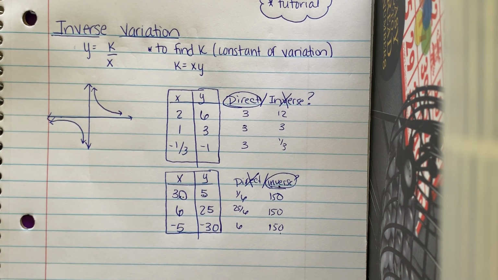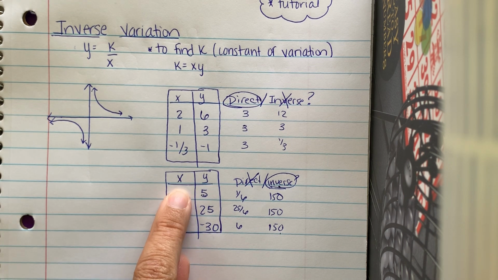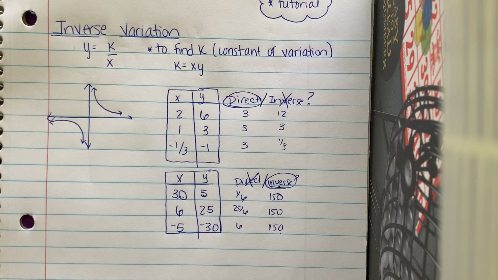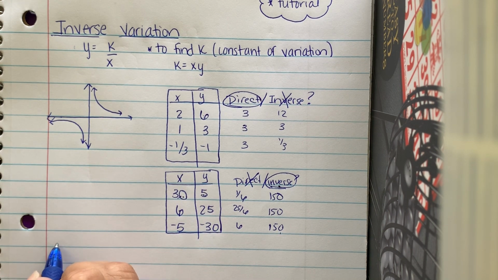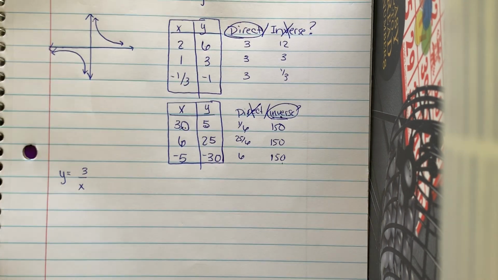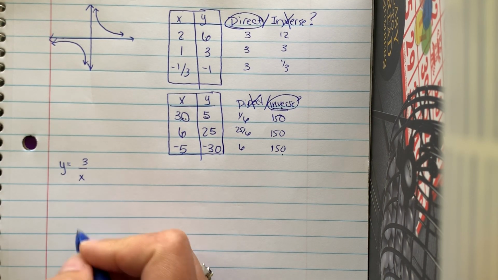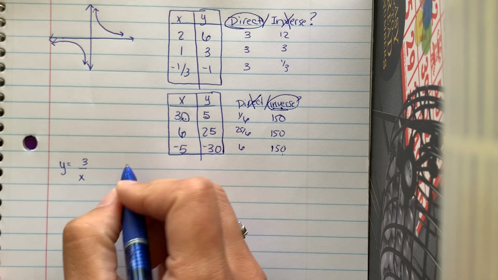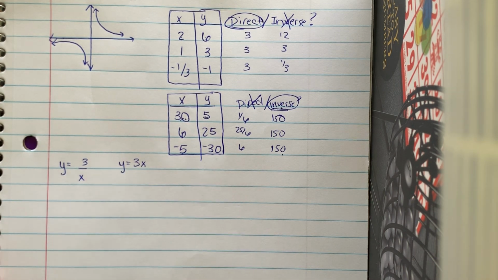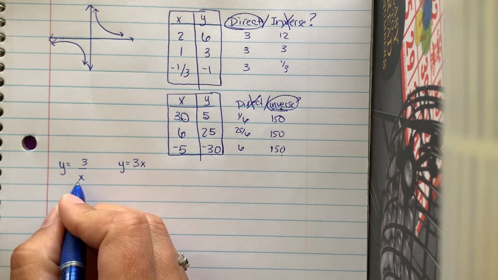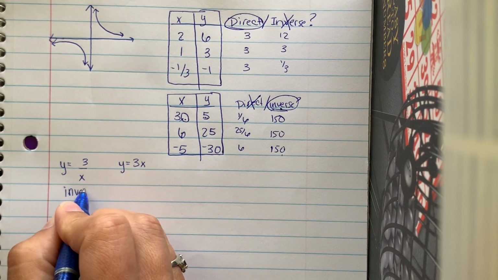So on your worksheet, when you have to determine if the table is direct or inverse, just make sure you divide to see if it's direct, and multiply; if it's constant, it's inverse. Then they're going to give you an equation. They're going to ask you, is this direct or inverse? As long as x is in the denominator, it's inverse. If x is upstairs, it is direct. x on the bottom is inverse.